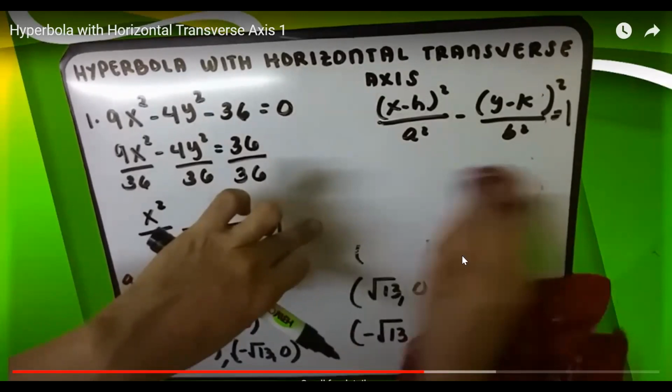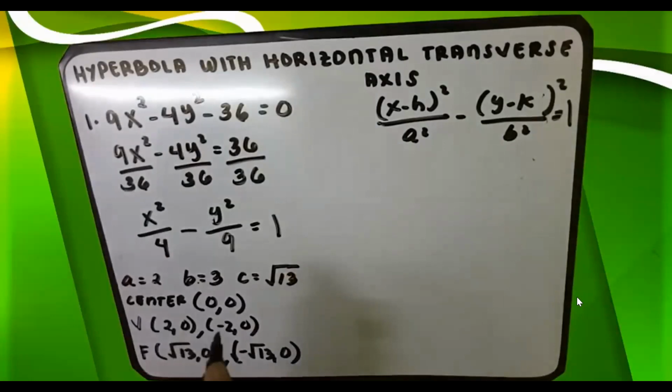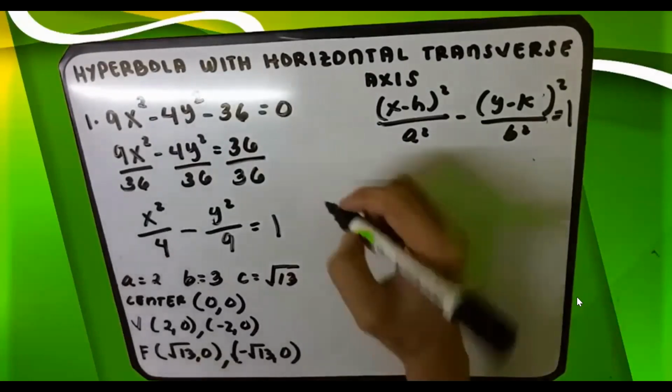So same with the vertices, we have two foci. Kaya nga siya foci kasi plural. It means there are two focus. So for the first focus, we have positive square root of 13 and 0. So the coordinates is square root of 13, 0. And then the other one is negative square root of 13 and 0. So same lang, process lang with vertices. Next, Lattice Rectum.